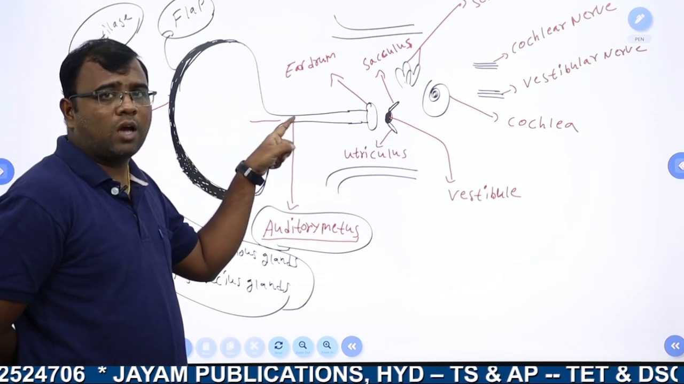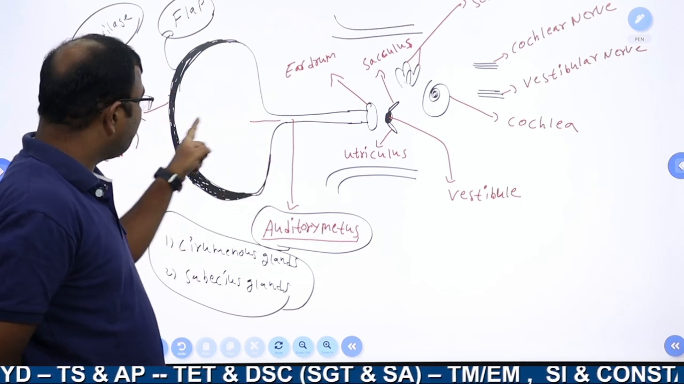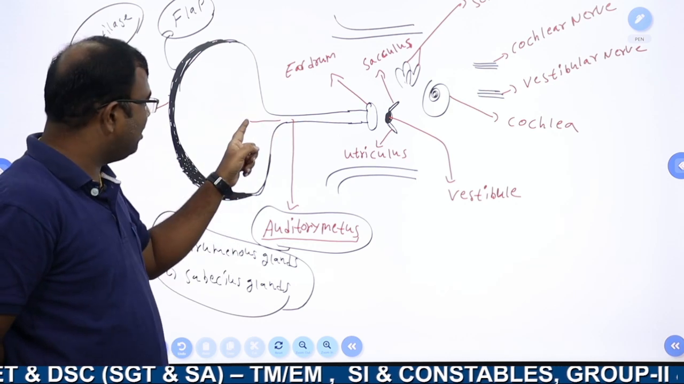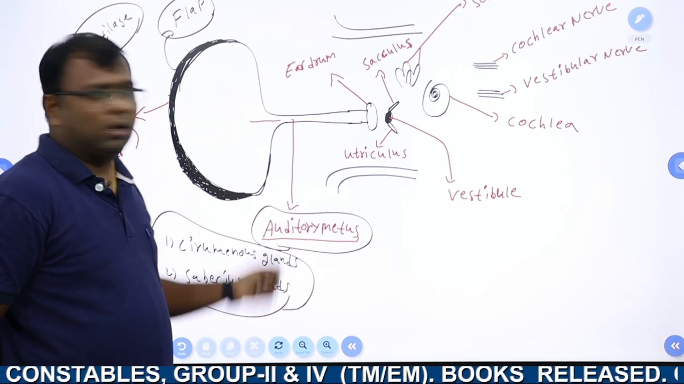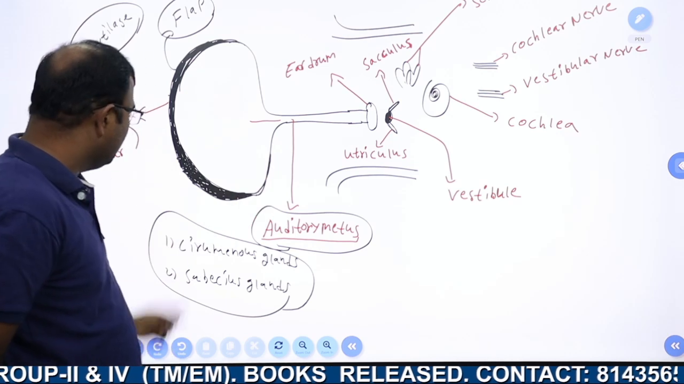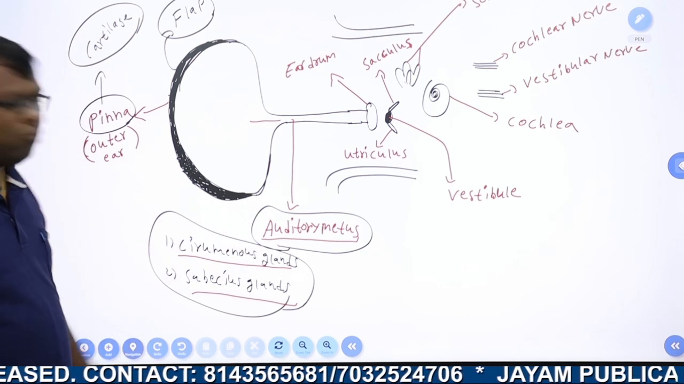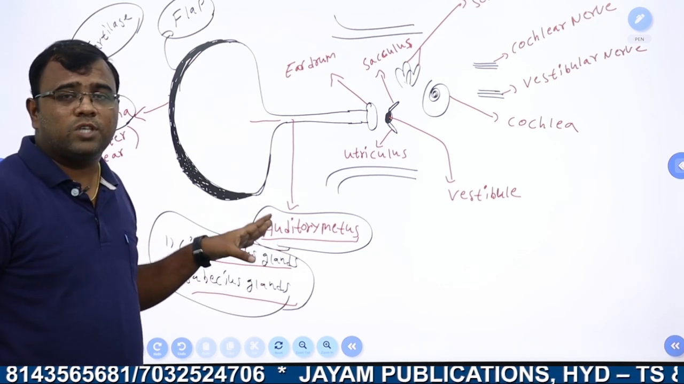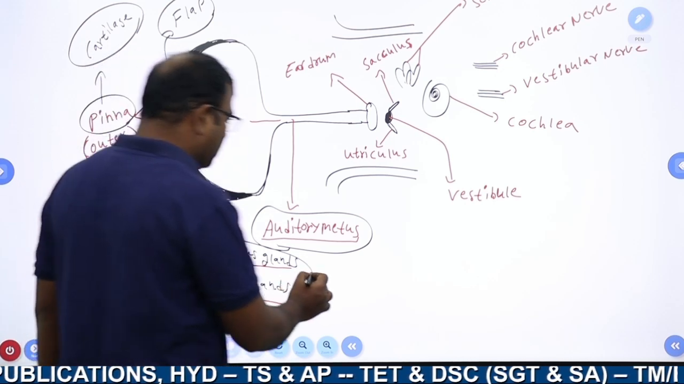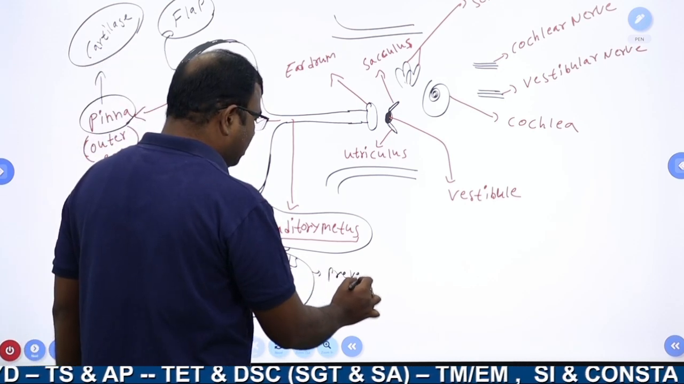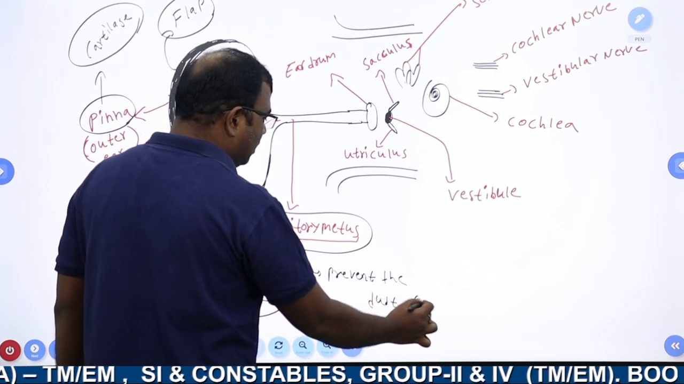Once again, repeat. The pinna leads to the ear canals. The ear canals are also called auditory meatus. Two types of glands are present. The first one is ceruminous glands, the second one is sebaceous glands. What is the function of ceruminous glands and sebaceous glands? These two types of glands prevent dust from entering the ear.